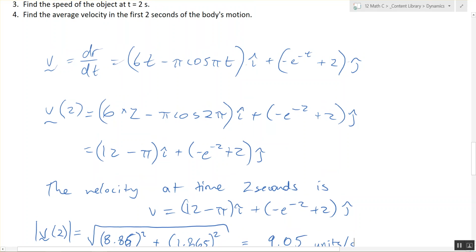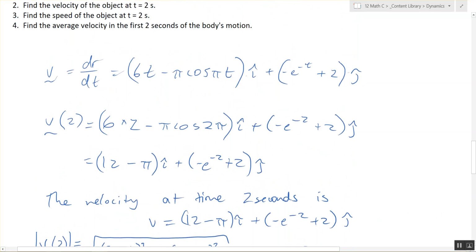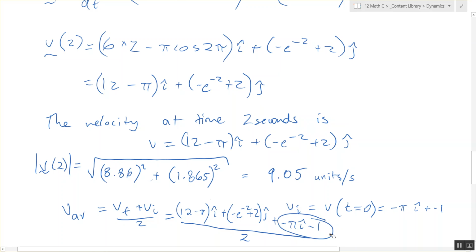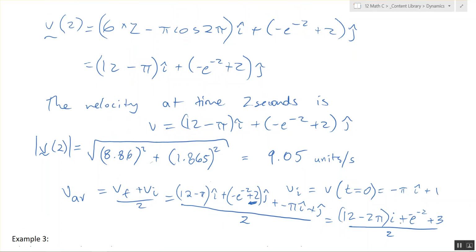All right. Again, we're just using the magnitude. First, we need to do the initial, which is when t equals 0. So it was your first step to find the initial velocity. So we've got the final velocity plus the initial velocity divided by 2. What's the initial? That's the initial. That should be a j at the end. So we're left with an average velocity of approximately 2.8.